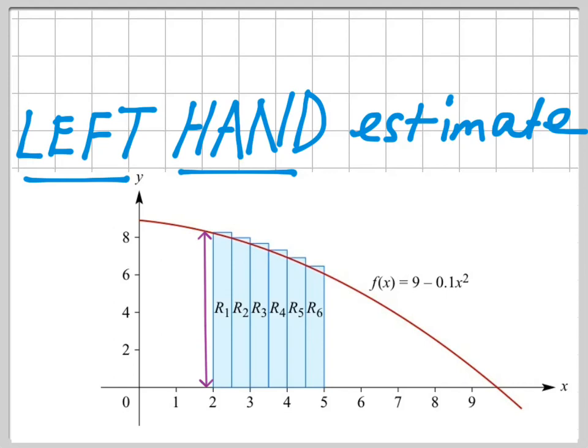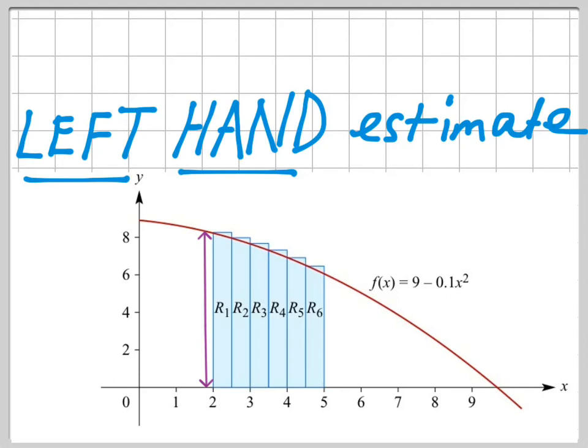Right, what have we got here? Well, we've got a graph of f of x is 9 minus 0.1x squared. This is how we're going to do it. We're going to guesstimate the area under this graph by sectioning it off into little rectangles, between x is 2 and 5 with 0.5 intervals of x. So that makes 6 rectangles all told, R1, 2, 3, 4, 5 and 6 as they're labelled.